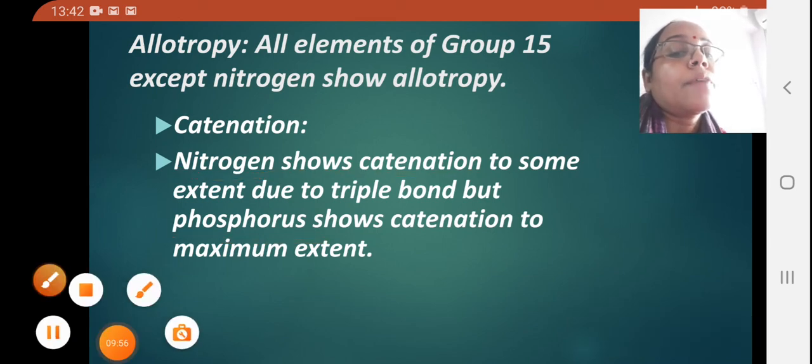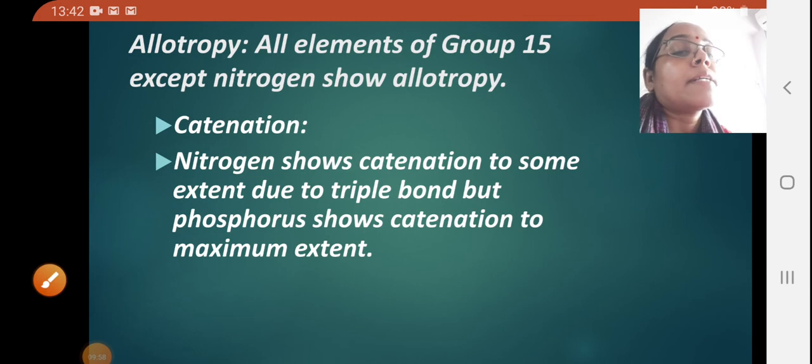Okay, so this is all about today's class. We have discussed many important points related to group 15 elements. We will discuss some more in the next class.